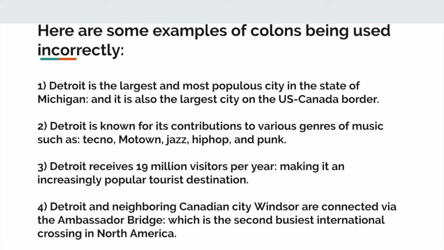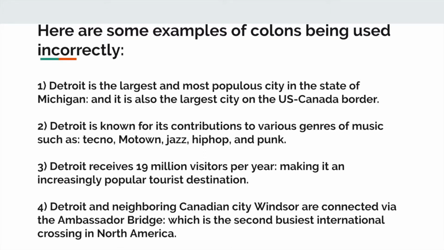Let's look at some examples of colons used incorrectly. For the first one, it says, "Detroit is the largest and most populous city in the state of Michigan, and it is also the largest city on the U.S.-Canada border." So in this case, we do have an independent clause before a colon, so it does meet the number one requirement.